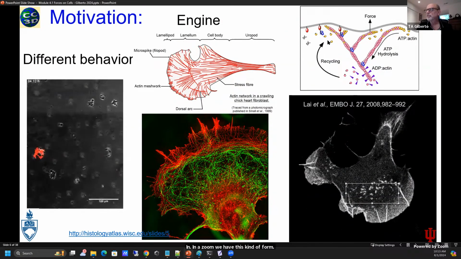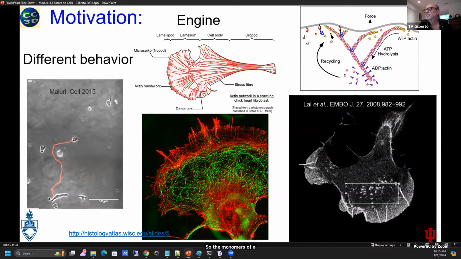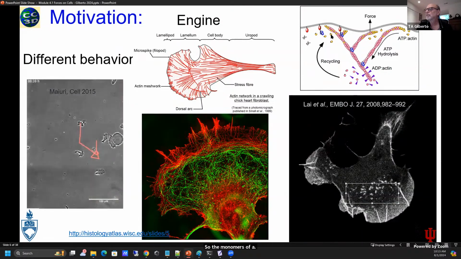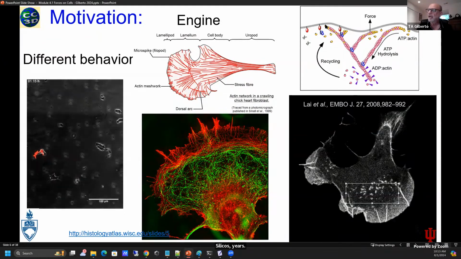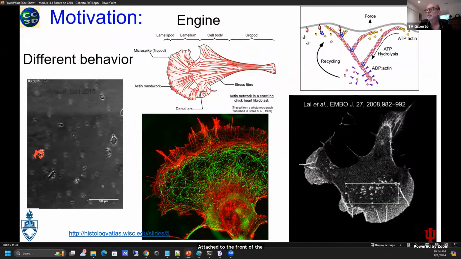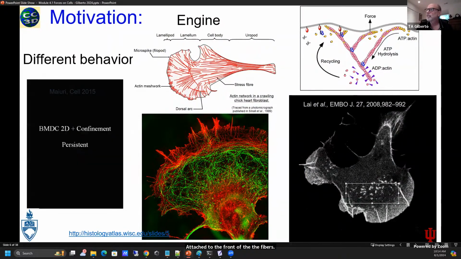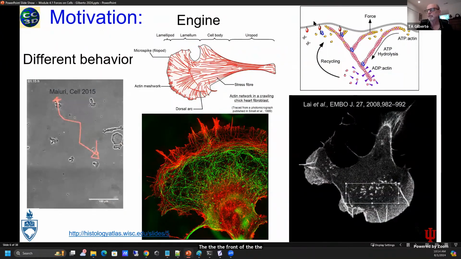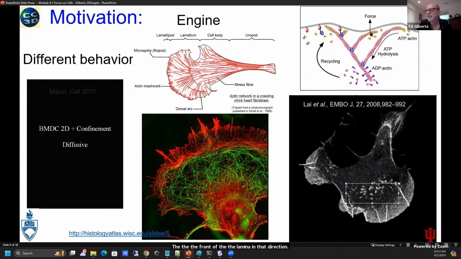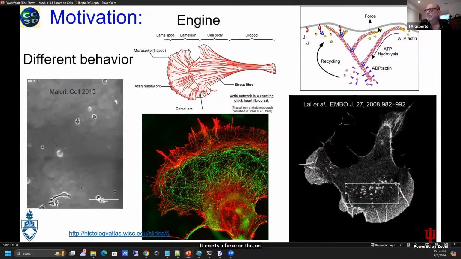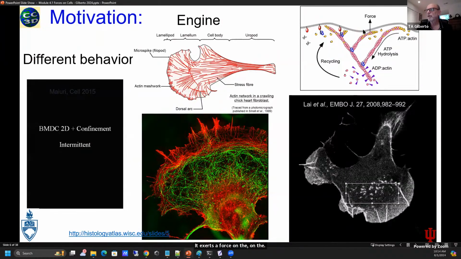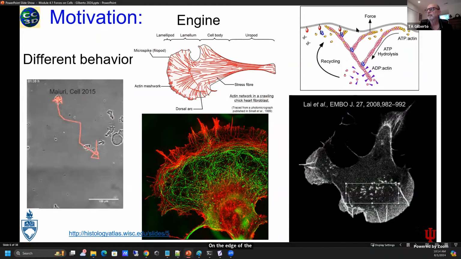So the monomers of actin, these small yellow circles here, attach to the front of the fibers and push the front of the lamellipodium in that direction. What we mean is that this formation of monomers exerts a force on the edge of the lamellipodium, moving the cell in that direction.